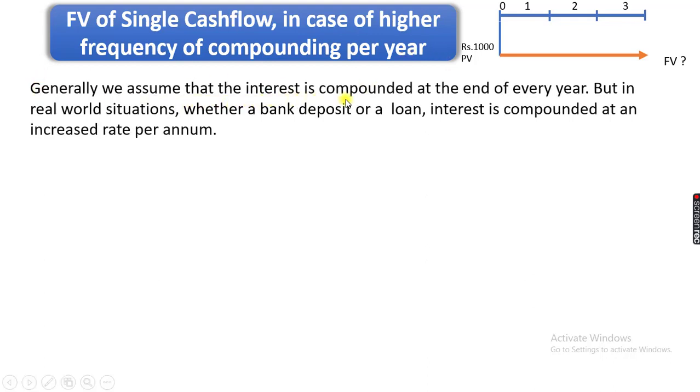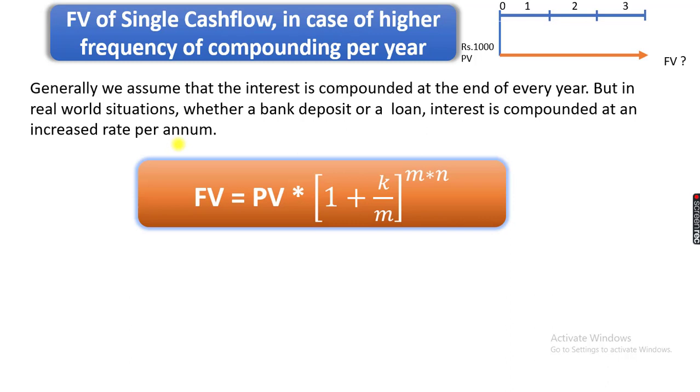Generally, we assume that interest is compounded at the end of every year. But in real-time situations, whether it's a bank deposit or a loan taken, interest is compounded more than once in a year at an increased rate per annum. If that is the case, let us see what formula we are required to apply to estimate the future value of money in the case of a single cash flow.